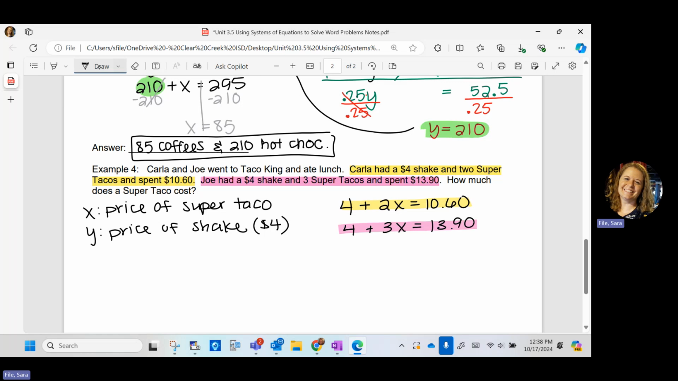So what I would do is just solve one of these for x. This was a bad example to have on here because there is only one variable. Okay, there's only x. So you don't even need both of these to be able to solve. You can just pick one of these and solve. Okay, so pick Carla.